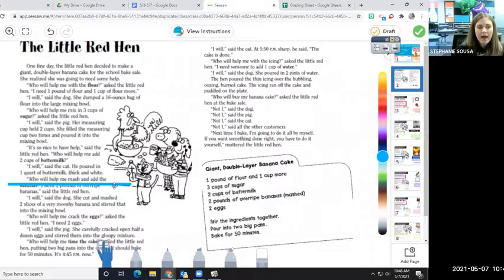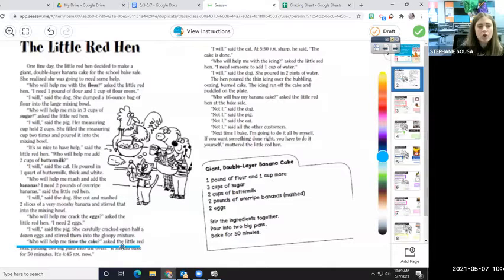Who will help me mash and add the bananas? I need 2 pounds of overripe bananas, said the Little Red Hen. I will, said the dog. She cut and mashed 2 slices of a very mushy banana and stirred it into the mixing bowl. Who will help me crack the eggs? Asked the Little Red Hen. I need 2 eggs. I will, said the pig. She carefully cracked open half a dozen eggs and stirred them into the gloopy mixture.